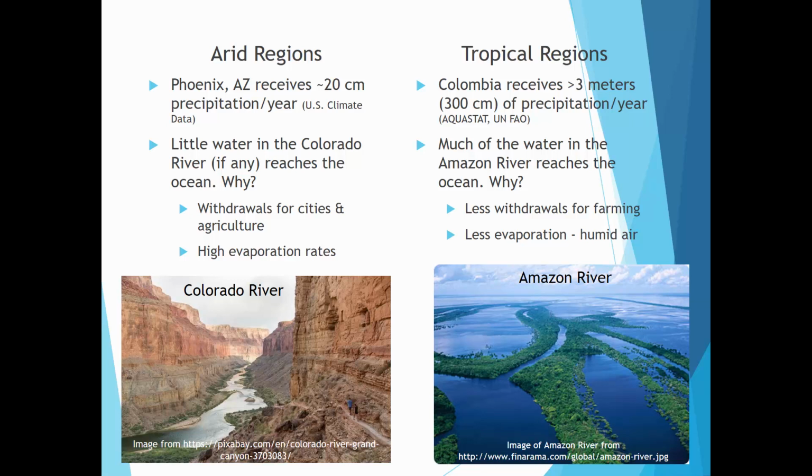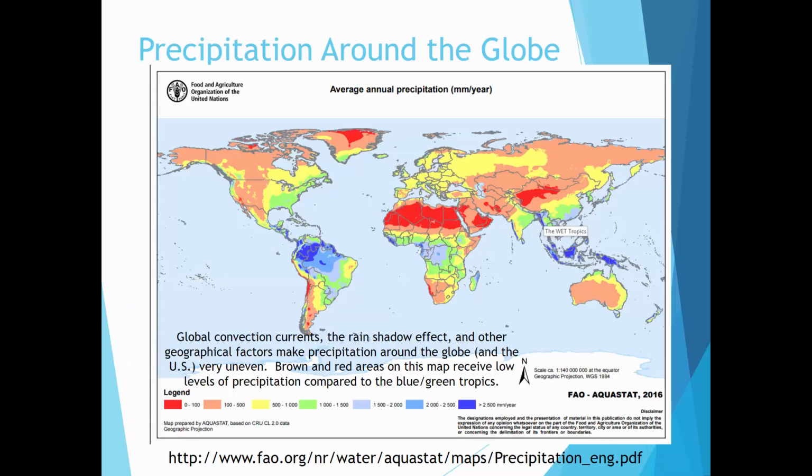And much of the water that falls and runs off into the Amazon River reaches the ocean, and that's because there are less withdrawals coming off of that river for farming and municipal use, although that is increasing. And then there is less evaporation because the air there is humid, and so there's less driving force of putting moisture into the warm air.